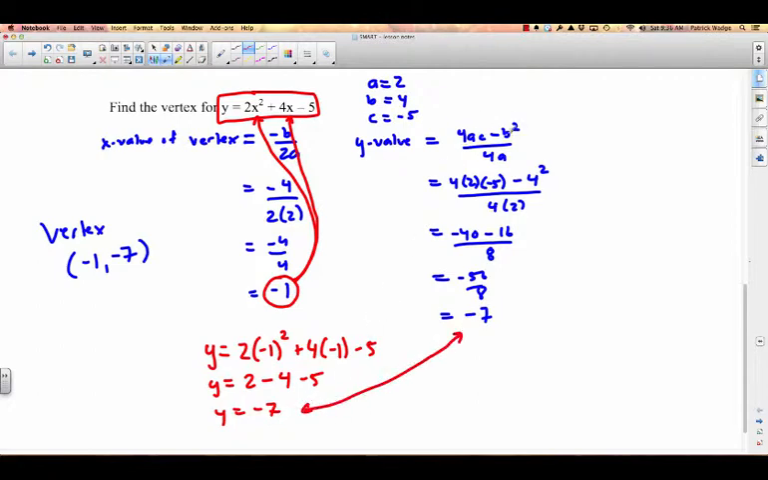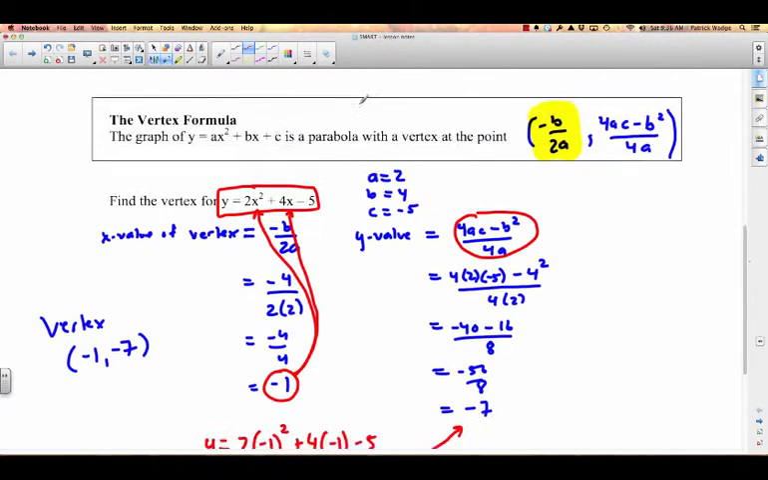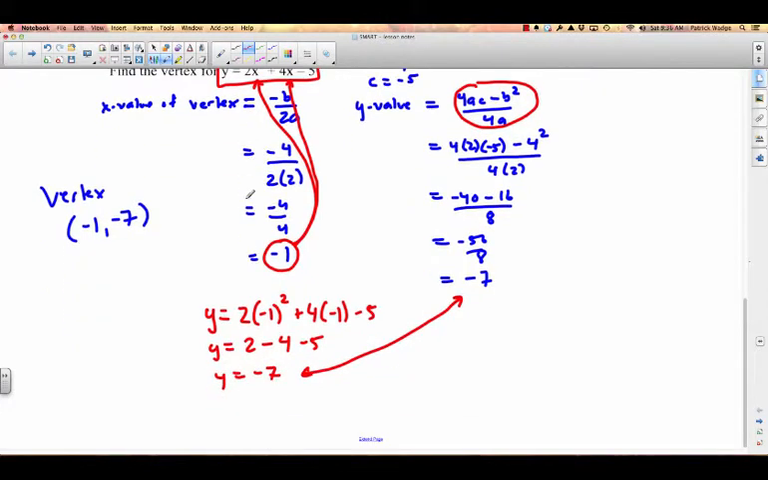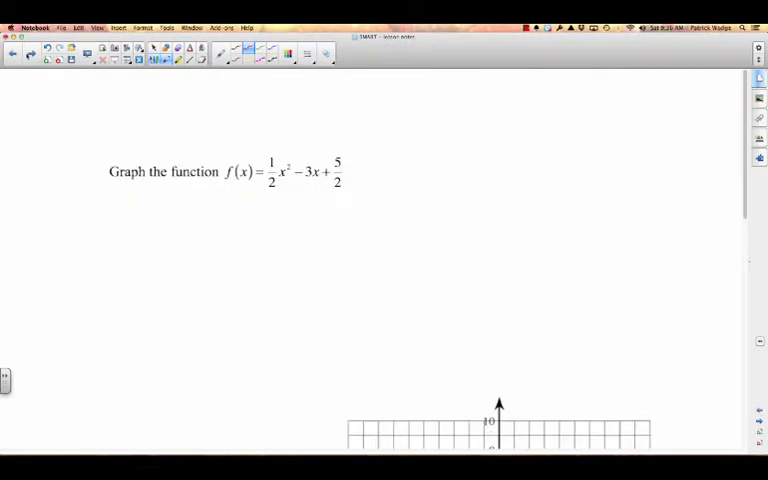So I don't know, you can memorize this rather complicated little formula here, or you can just remember the first one, the negative b over 2a, and then once you get that x value, just plug it into the equation and you'll get the y value. That's the way I like to do it. Okay, one more question and we are done.